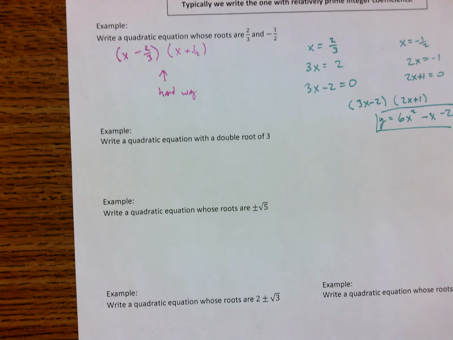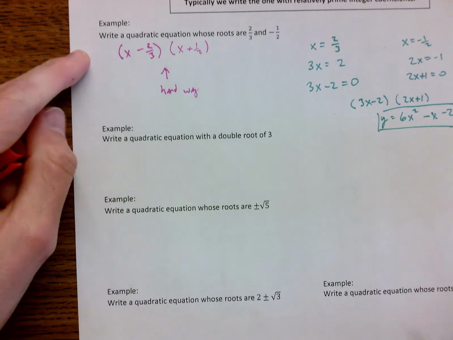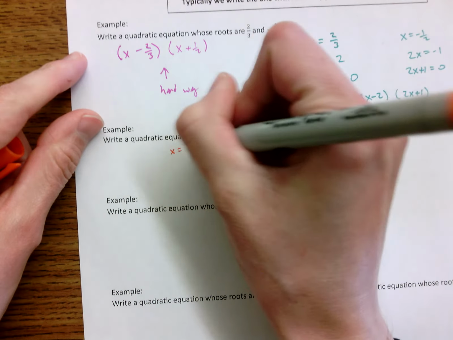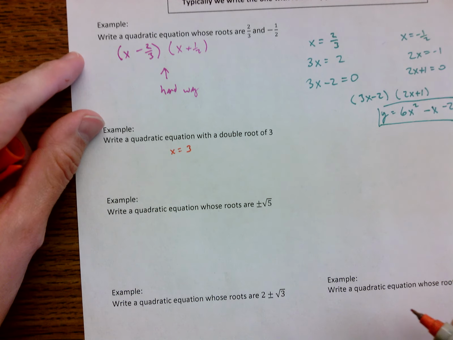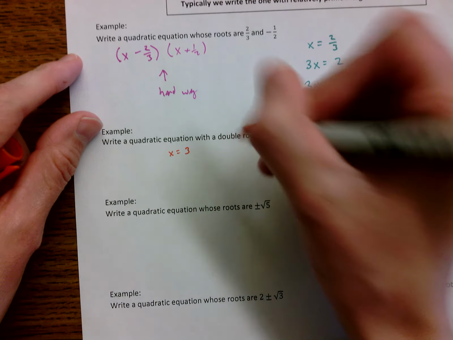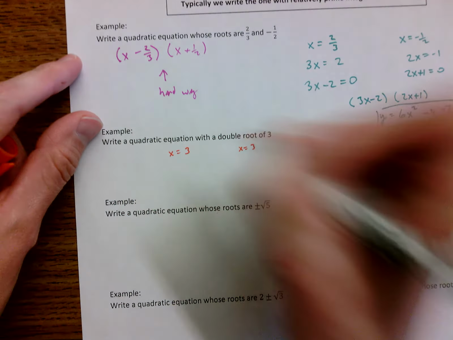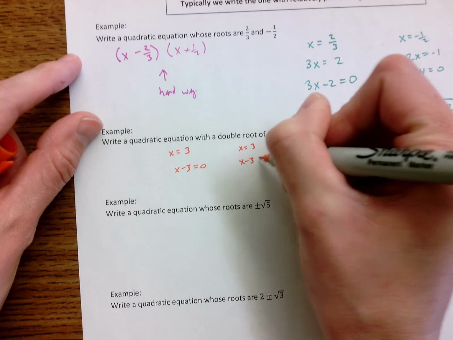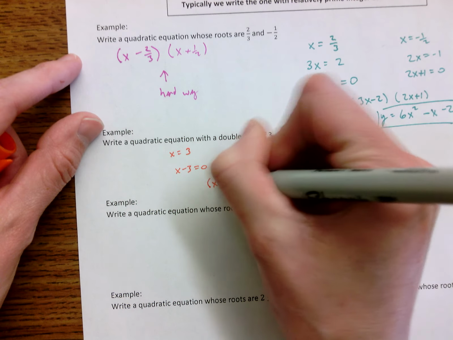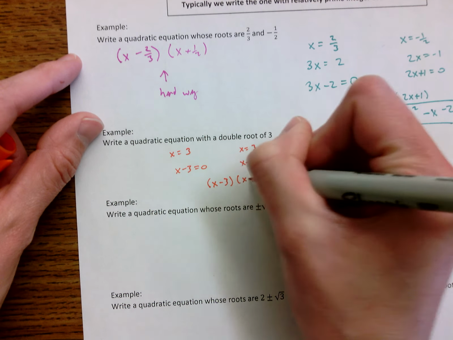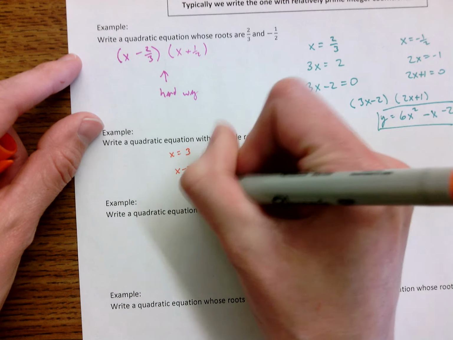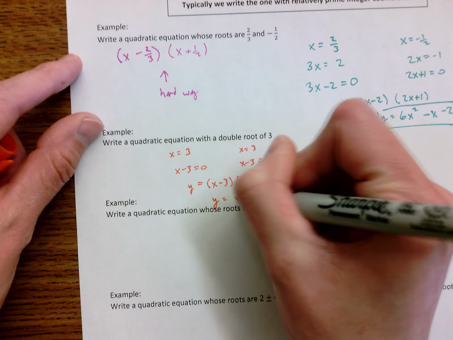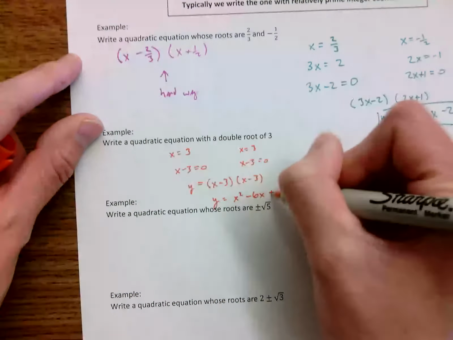Okay, so it's all just kind of a backtracking. This guy, so we want an equation that has a double root of 3. So if it has a double root of 3, that means that I would end up with x equals 3, right? And it would be a double root, so I'd have that twice. So that means that before that, I would have had x minus 3 equals 0 for both of these. So it's just going to be x minus 3 times x minus 3 for my rule. So x squared minus 6x plus 9.